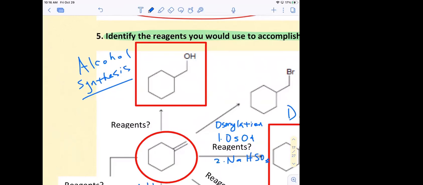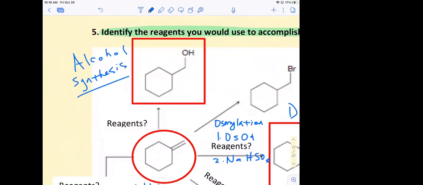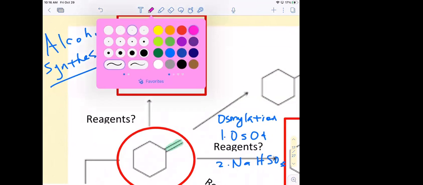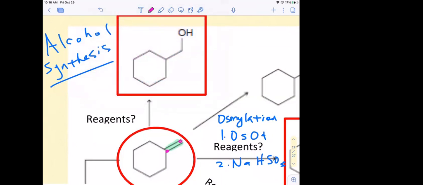Oxymercuration. Okay, good. That's one of them. Excellent. And what's the other one? Hydroboration. Good. All right, now look at that alcohol and where it's located. Now we need to think about the regiochemistry. Here's my alkene. It's got two carbons in it, a carbon here and a carbon here. Which carbon is that alcohol on in the product?